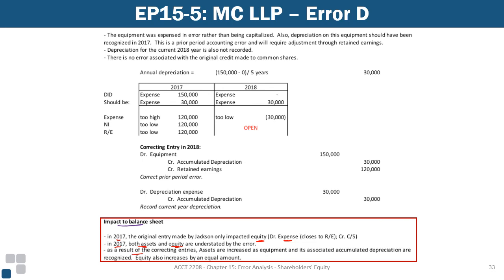So as a result of those correcting entries, assets are increased, right? Increased by including the original cost and then offsetting the missing accumulated depreciation, right? So associated accumulated depreciation is also recognized, and then equity also increases by an equal amount. So that's pretty much it for this particular error and for EP 15.5.